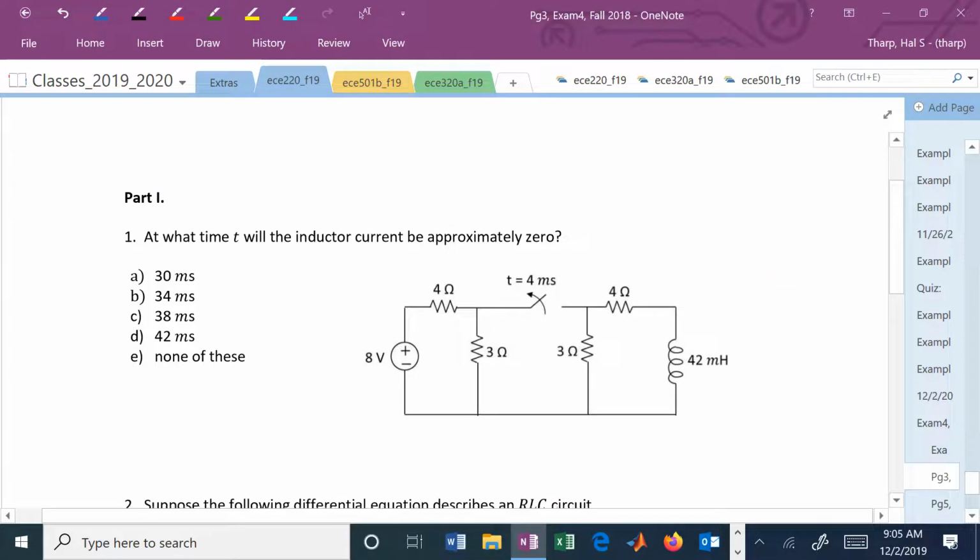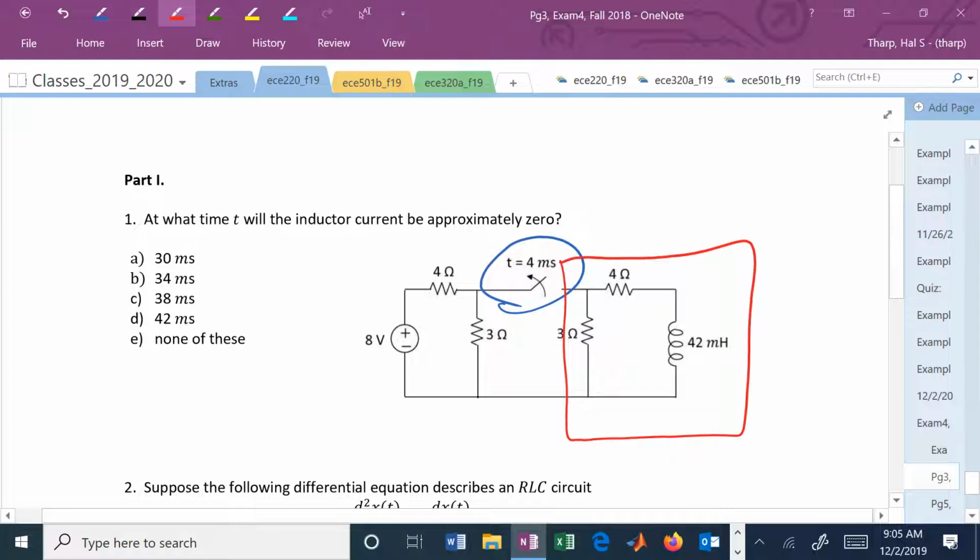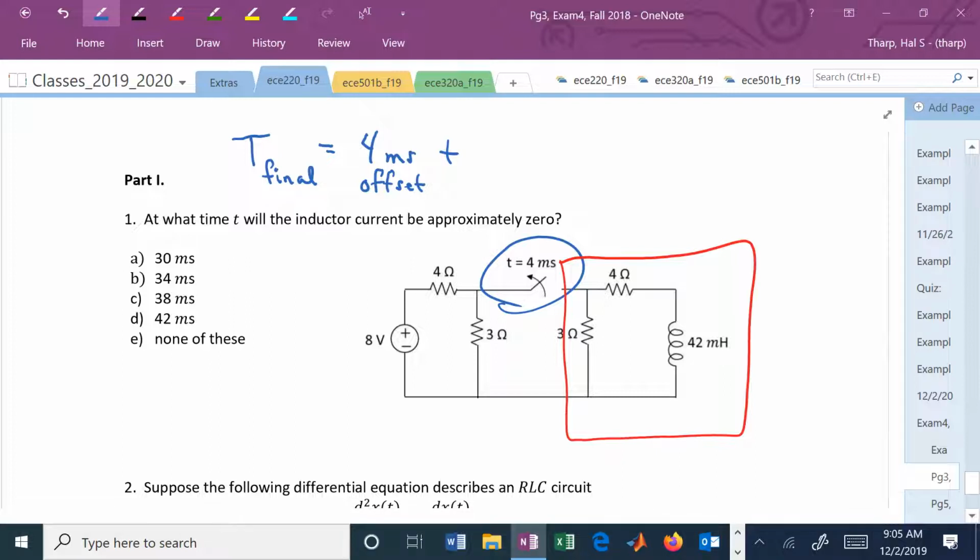Let's get started on page 3, part 1, with the first problem, which says: at what time t will the inductor current be approximately 0? What you want to be aware of is whether they are putting some switch in, which in this case they did. Once that switch is thrown, you essentially have that remaining sub-circuit to deal with. But because the switch is thrown at some time other than 0, your final time is going to have an offset of 4 milliseconds. Then you add to that what we've been talking about in terms of infinity, which is 5 time constants.